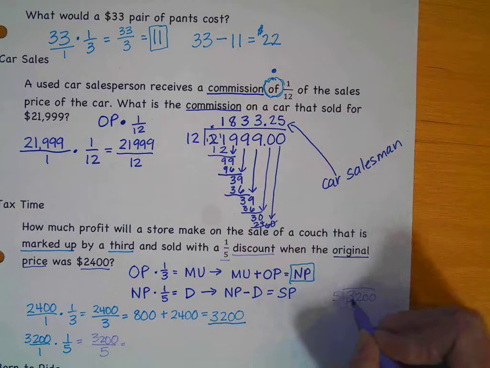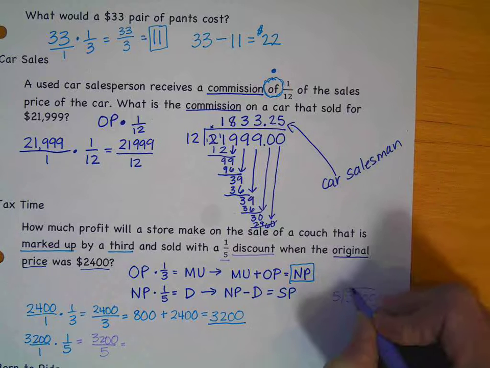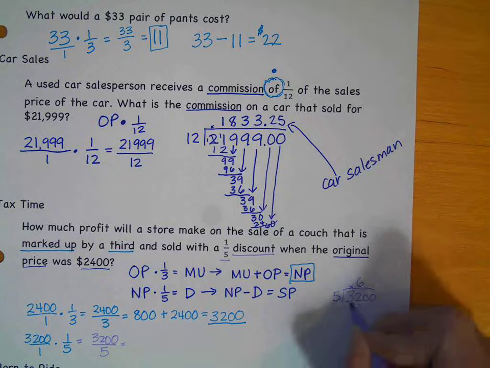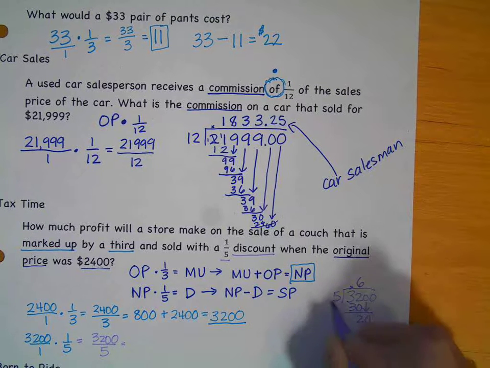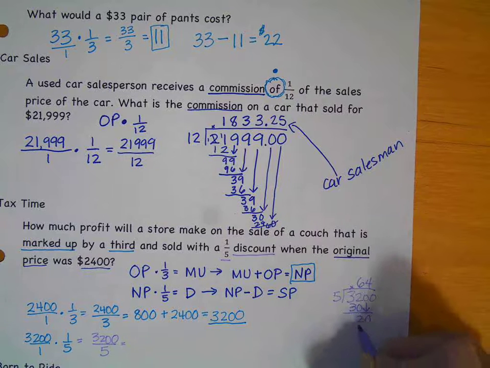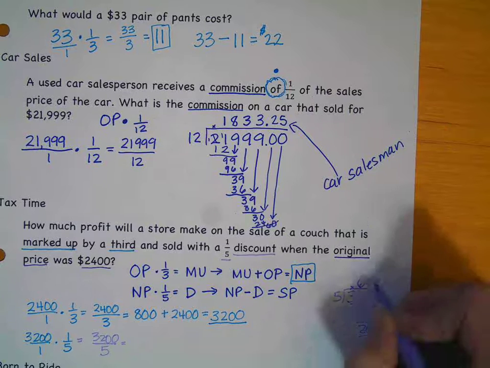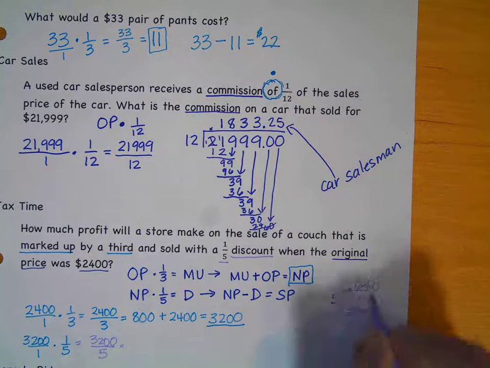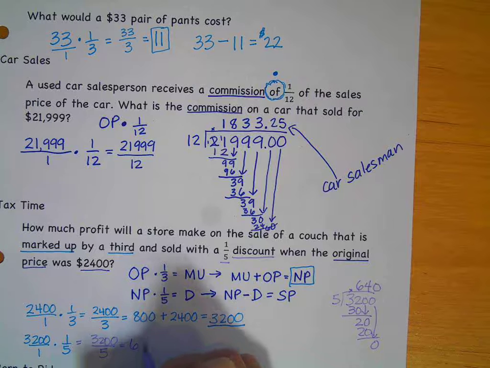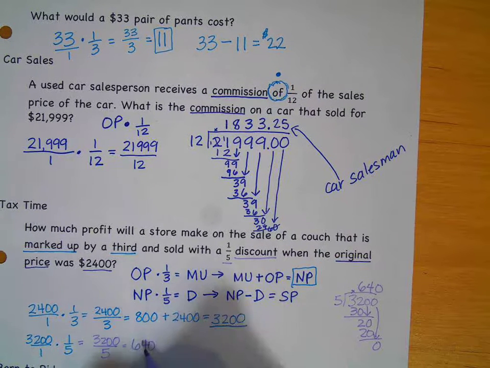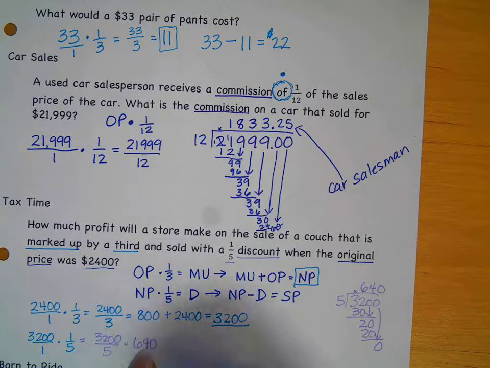So we have 3,200 divided by 5. Can 5 go into 3 evenly? No. So we're going to put a little tiny x. Can 5 go into 32? Yes, 6 times. Okay, not so bad. Bring down the 0. Can 5 go into 20? Yes, 4 times. Beautiful. We have one more 0. Can 5 go into 0? Yes, 0 times. Phew! Okay, so that answer goes right here, 640. 640 is the discount. Look, we did it.